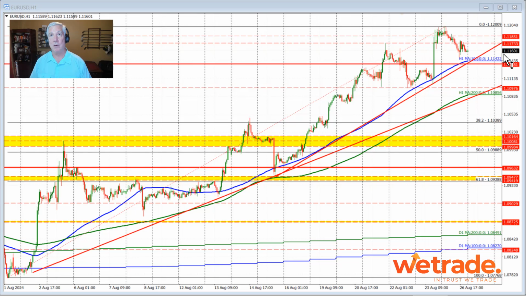And if we go below the 100-hour moving average and stay below that 100-hour moving average at 1.1143, that should open the door for further downside momentum in the euro versus US dollar. So keep that level in mind going forward for this currency pair.